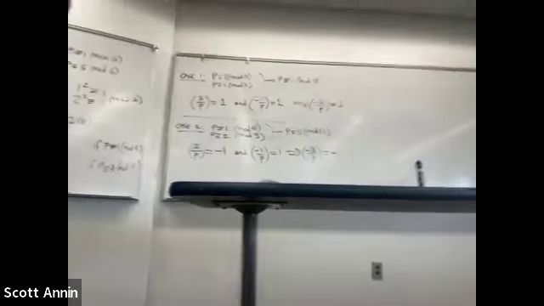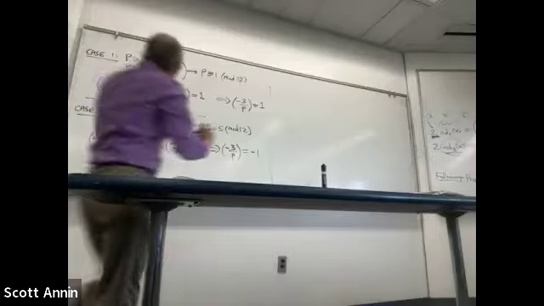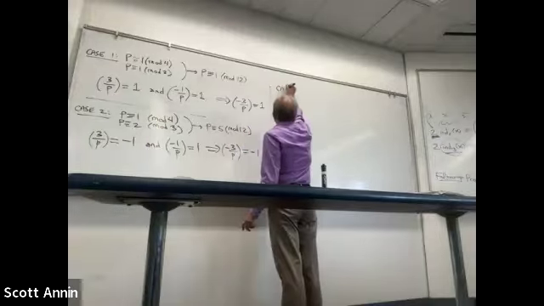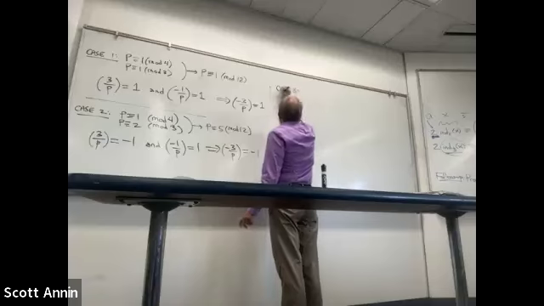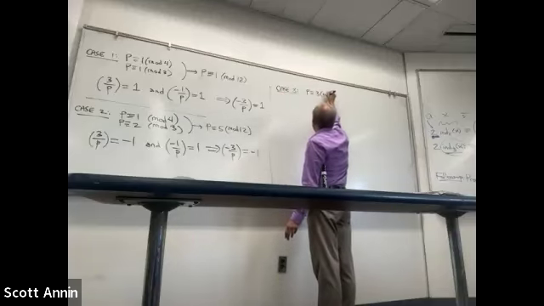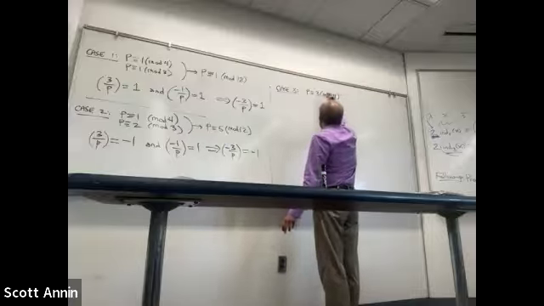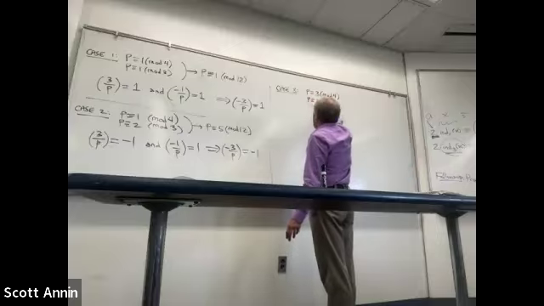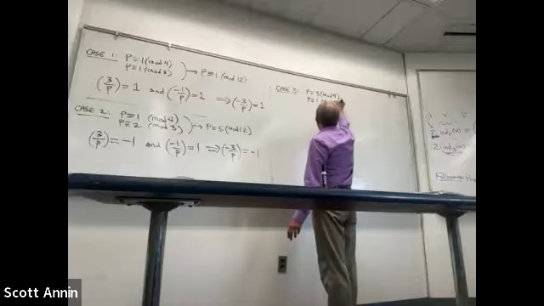Okay, let's go to the third case. Case 3. This one would be, now we're going to do P congruent to 3 in mod 4, but we're going to still do P congruent to 1 in mod 3.